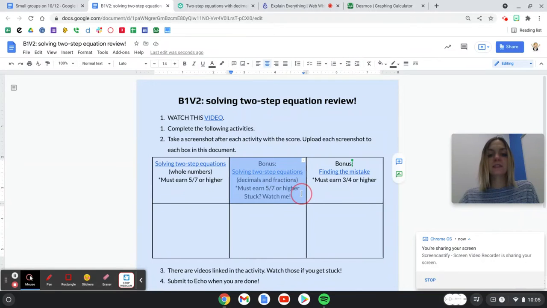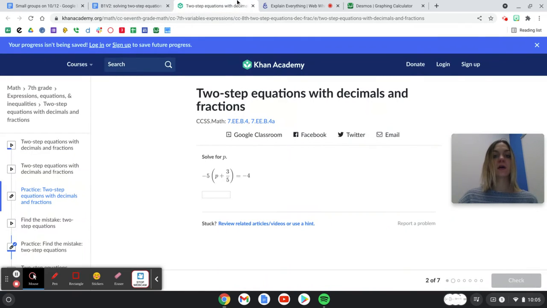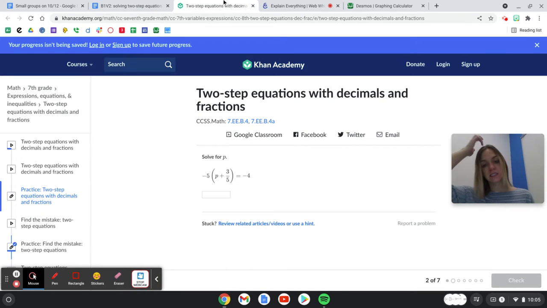So for the bonus here, these are a little more tricky, but not much. We're going to follow the exact same process to solving two-step equations. So go ahead and click on where it says solving two-step equations, and we've got decimals and fractions, which is why they look a little more weird, but they're not that bad.